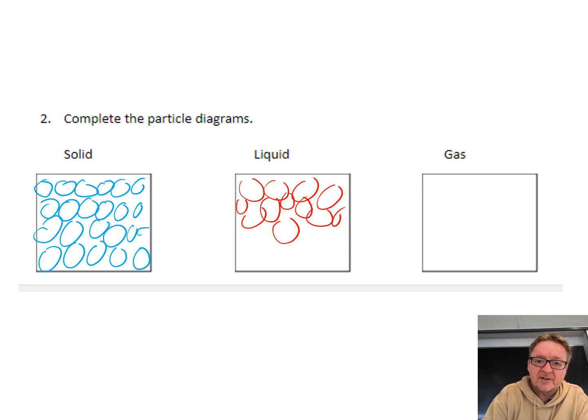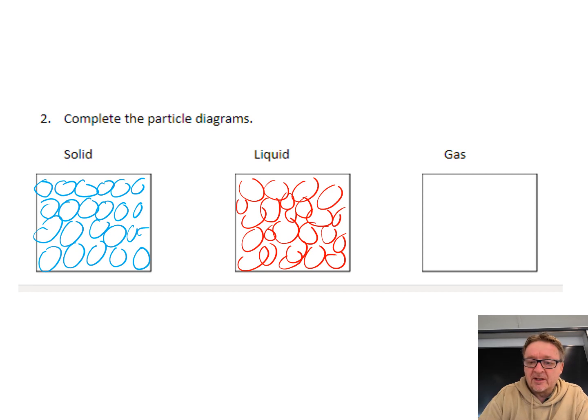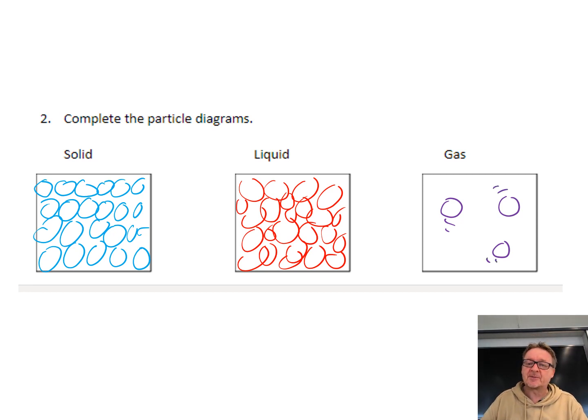So this time they're not in rows, all the particles should be approximately the same size, but with little gaps in between. And gases, just draw 3, they're moving around fast, and there's nice big gaps in between everything.